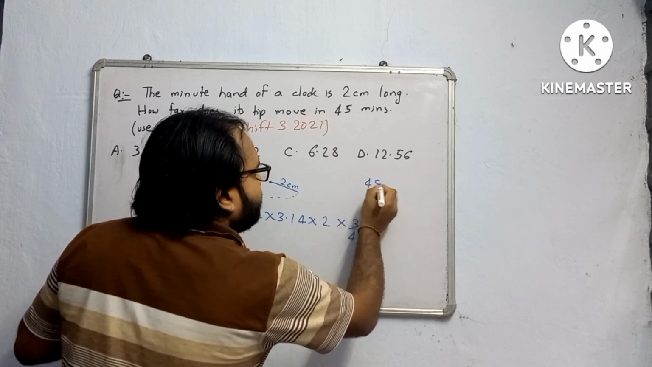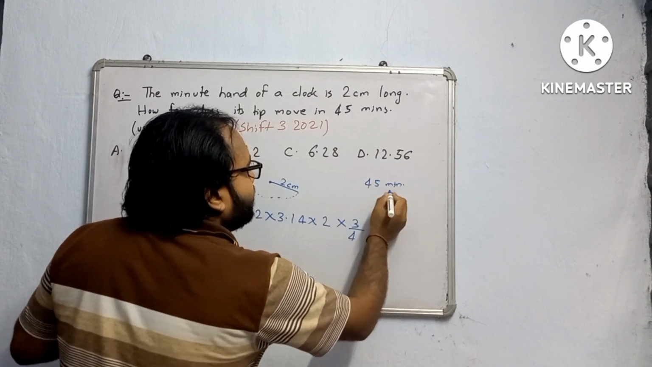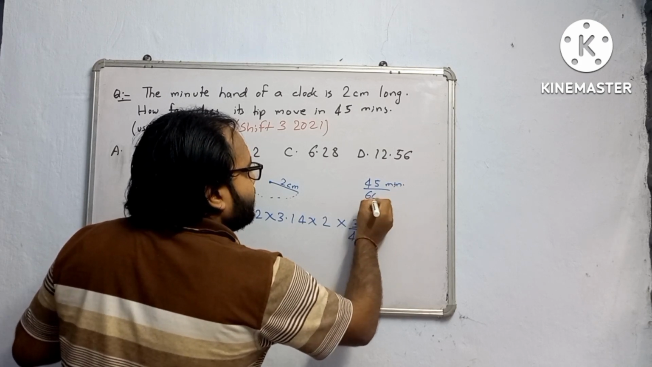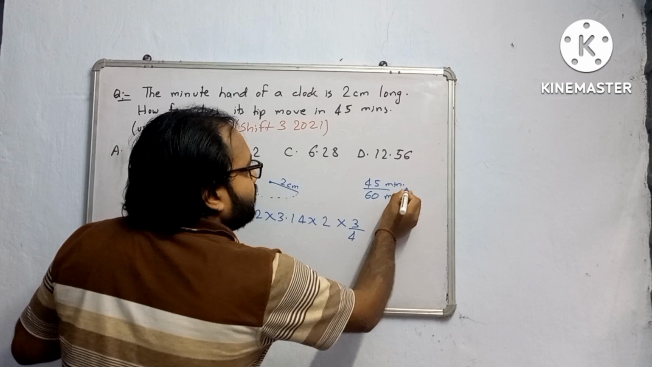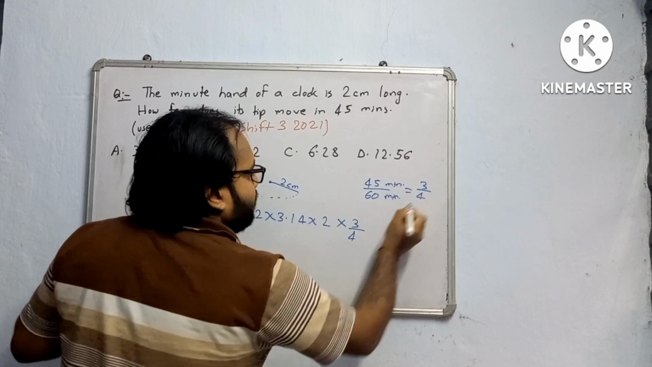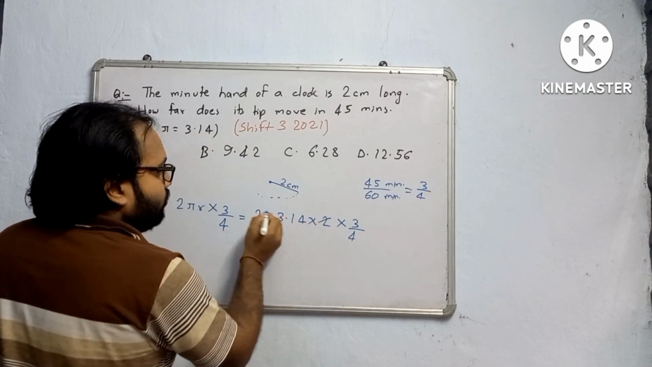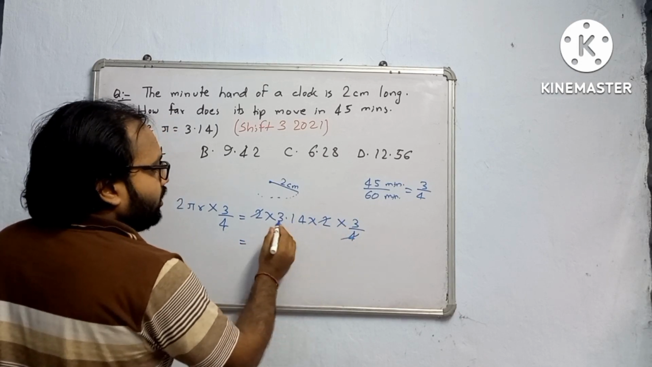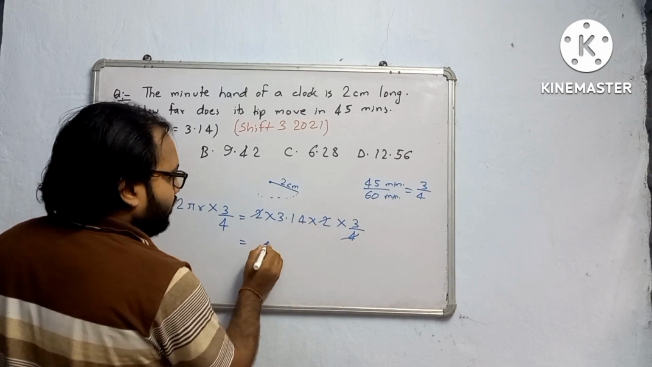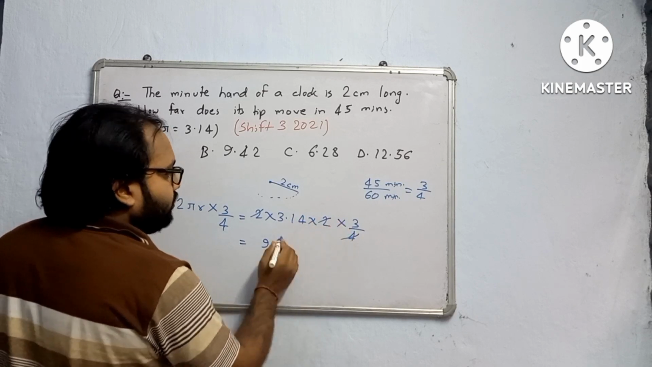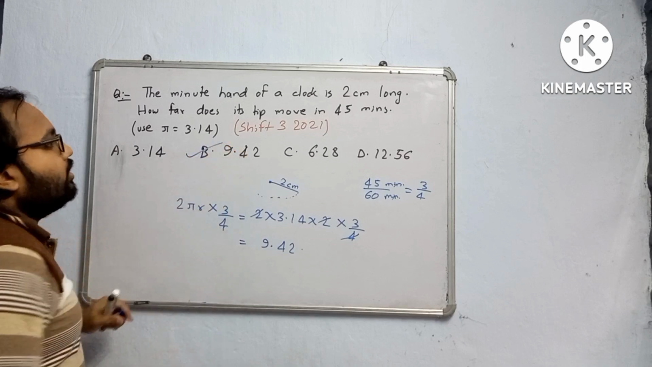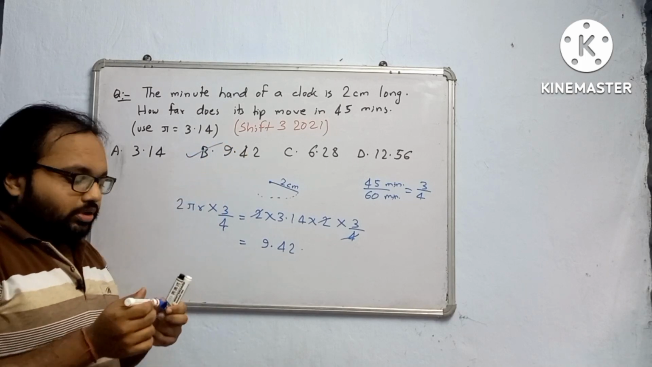45 minutes by 60 minutes, you will get 3 by 4. Cancel 2 and this 4 gets cancelled. 3.14 into 3, 3 3s are 9.42. 9.42 means option B will be the correct option.